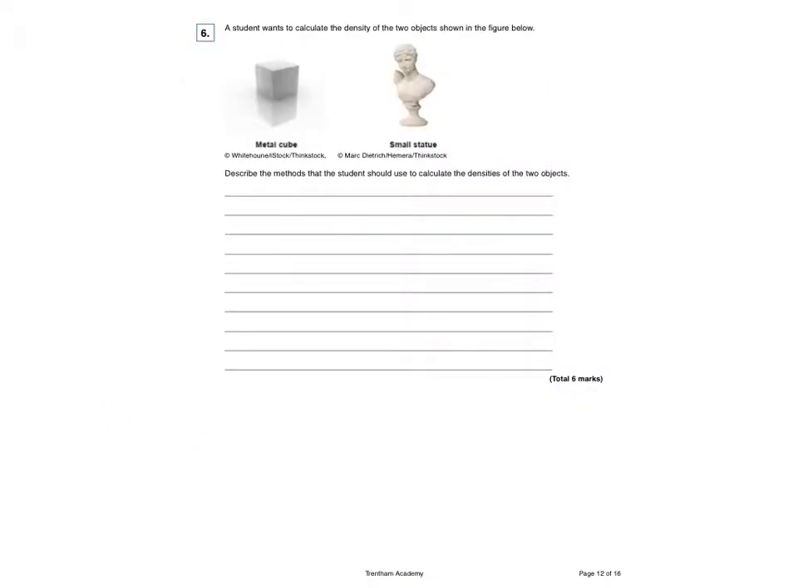Okay, final question. Describe the methods that the student can use to calculate the densities of these two objects. It's a metal cube and a small statue. Without going into all of it, you need to know that the density is the mass divided by the volume. Now, the big problems I've seen off this, even for those people that understand the experiment, is being thorough enough to know and explain exactly which piece of equipment we should use.